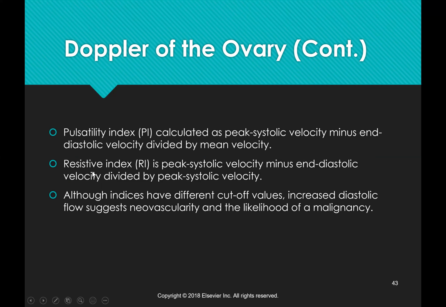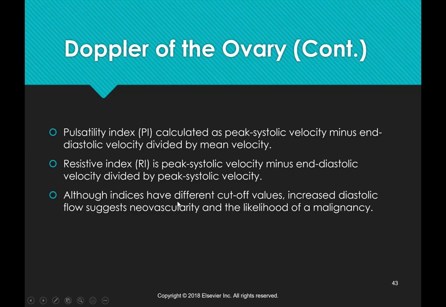The one that I want you to look at here, the pulsatility index, is calculated by the peak systolic velocity minus the end diastolic velocity divided by the mean velocity. Some people use this, but a lot of the places I know use the resistive index, which is the peak systolic velocity minus the end diastolic velocity divided by the peak systolic velocity. Now, don't be afraid. You don't have to calculate this, the computer does, but you do want to know what the RI is.